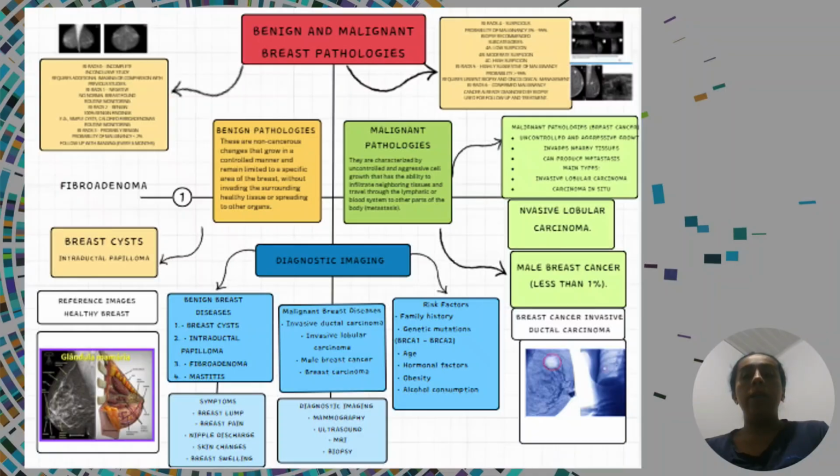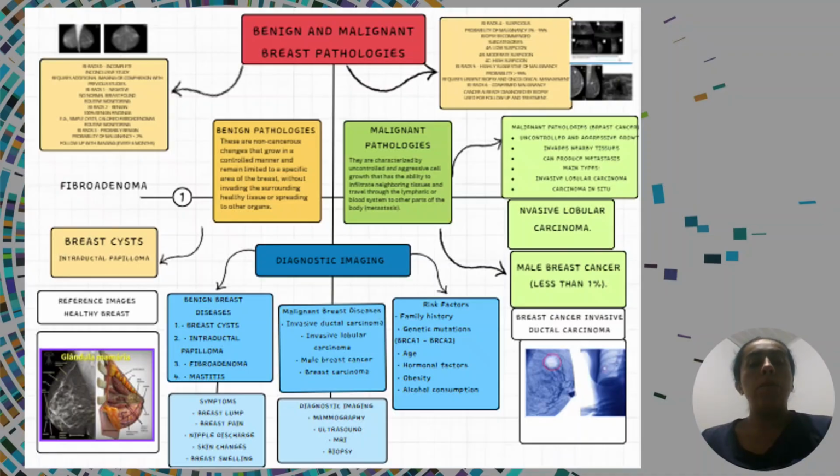Today I will talk about breast morphology and the BI-RADS category 1. First, breast morphology refers to the anatomy of the breast. The breast is composed of different types of tissues that work together to perform important functions.